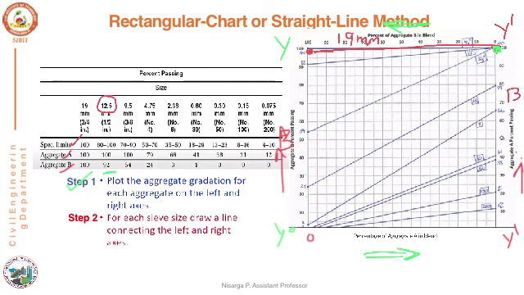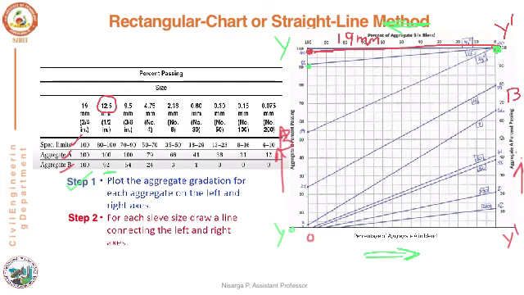Whereas for aggregate B, the value is 92. So 92 will come here. And these 2 points have to be joined together to get the gradation line for the 12.5 mm sieve. And next we need to move on to the next sieve size, that is 9.5.